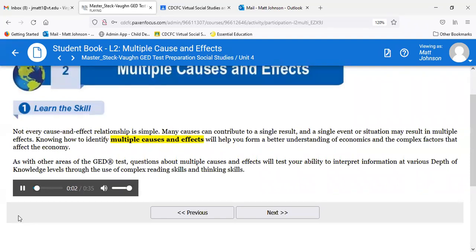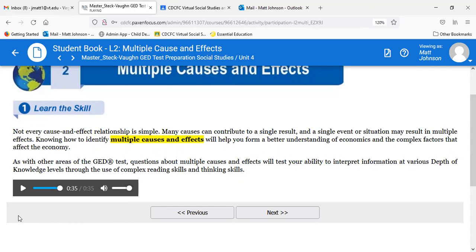Not every cause and effect relationship is simple. Many causes can contribute to a single result, and a single event or situation may result in multiple effects. Knowing how to identify multiple causes and effects will help you form a better understanding of economics and the complex factors that affect the economy. As with other areas of the GED test, questions about multiple causes and effects will test your ability to interpret information at various depth of knowledge levels through the use of complex reading skills and thinking skills.